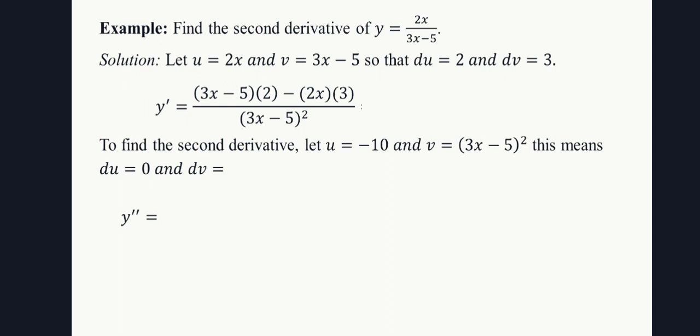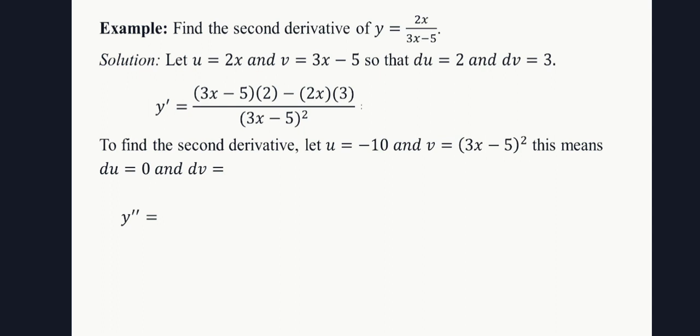Then, kukunin natin yung derivative ng u at derivative ng v. So, yung derivative ng u is du over dx or du na lang. So, what is the derivative of 2x? That is simply 2. Kaya yung du natin is equal to 2. Punta tayo sa derivative ng v. Our v is 3x minus 5. What is the derivative of 3x minus 5? That is simply 3. So, dv natin dyan is 3.